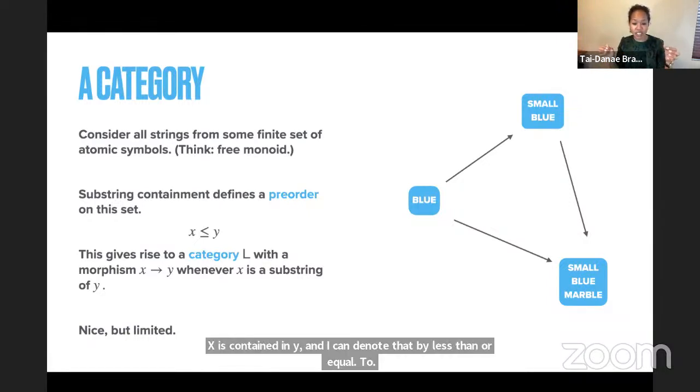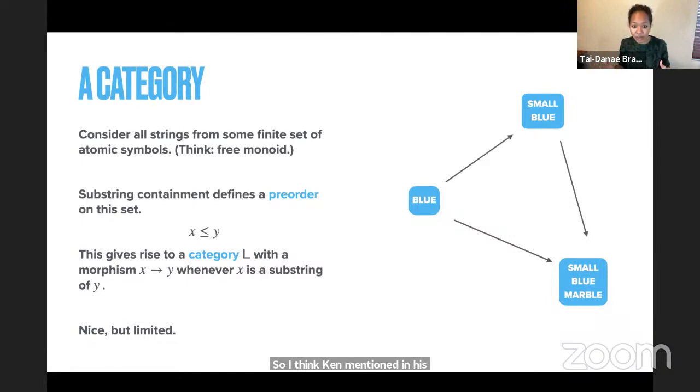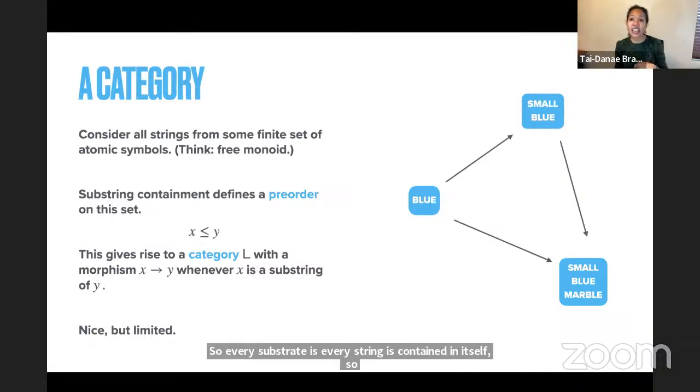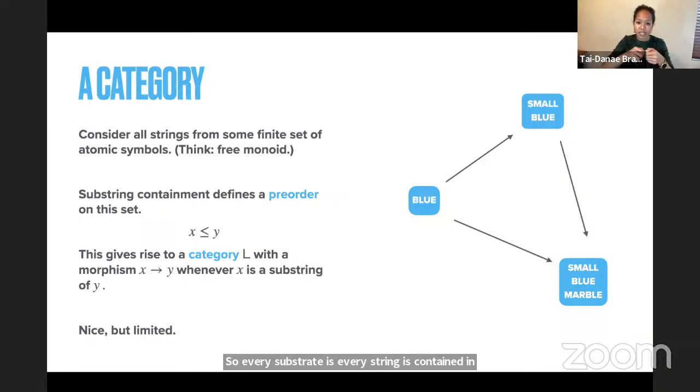So I think Pam mentioned in his talk the concept of a preorder. Just by way of reminder, a preorder is a binary relation denoted by less than or equal to that's reflexive. So every string is contained in itself, so X is less than or equal to X. And that's transitive. If blue on my screen is contained in small blue and small blue is contained in small blue marble, then I know blue is contained in small blue marble.